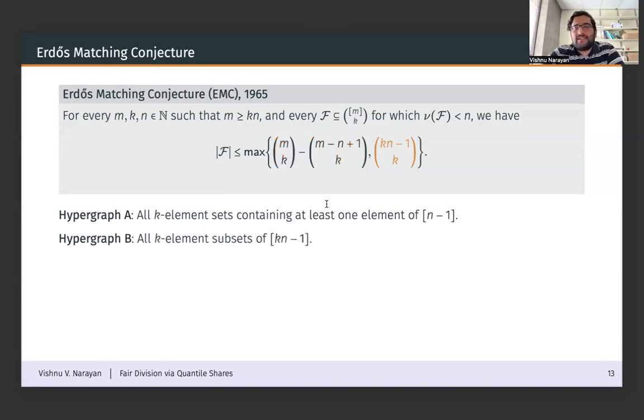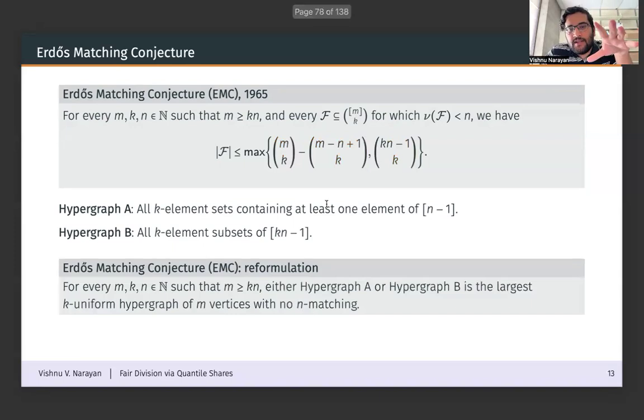The hypergraph P is all k element subsets of the first kn minus 1 elements. Once again, if you were to have an n-matching amongst k element sets, then they have to have collectively at least kn elements. So you cannot construct an n-matching with kn minus 1 elements. So these are 2 examples for which it's easy to see that there's no n-matching. And the conjecture is that they are the 2 extreme examples for all values of m, k, n, where m is at least kn.